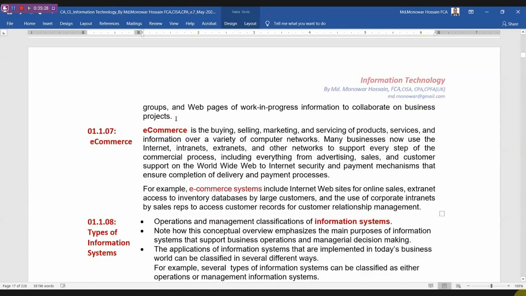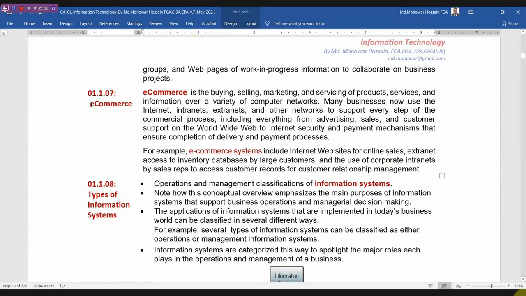So here, e-commerce. This is just the fundamental definition, and this is also a specific chapter. E-commerce is the buying, selling, marketing, and servicing of products, services, and information over a variety of computer networks. It is e-business.